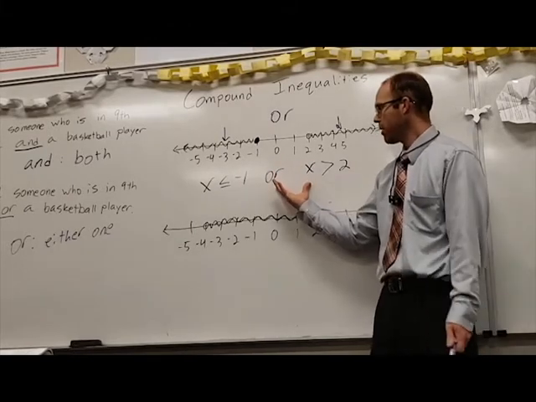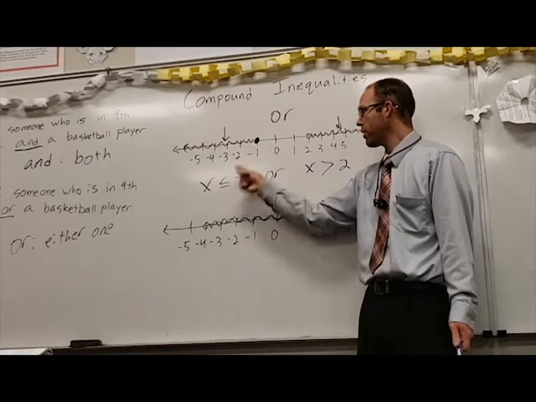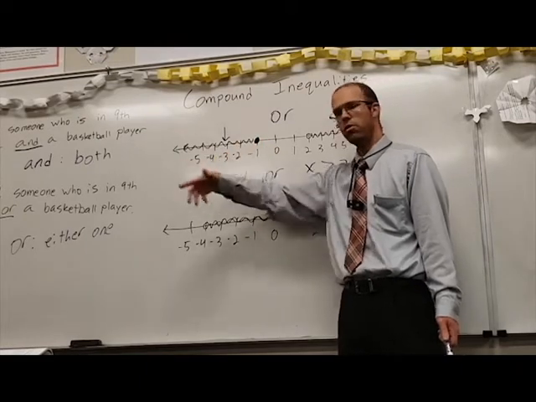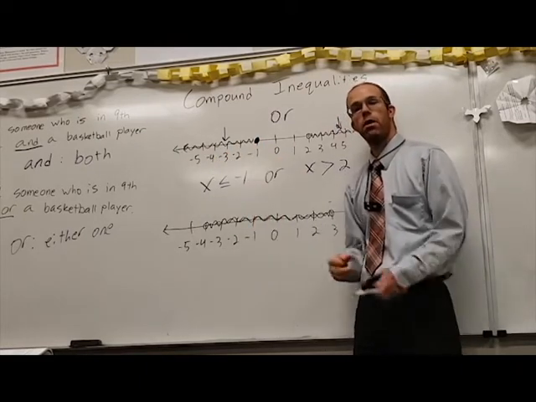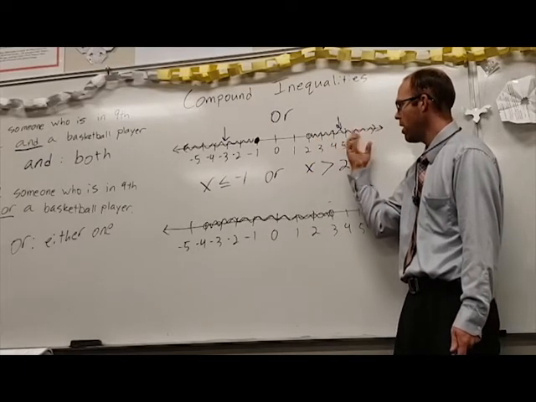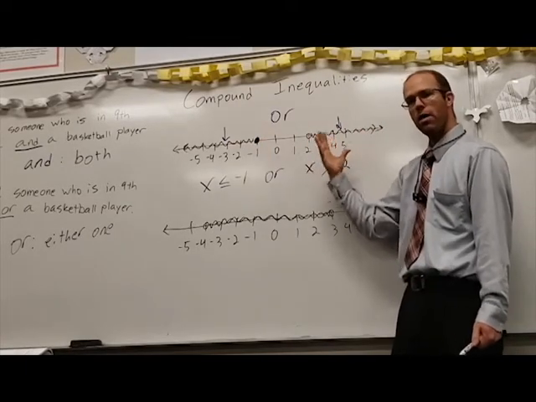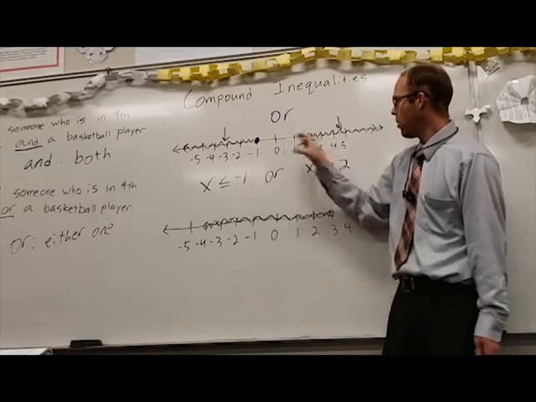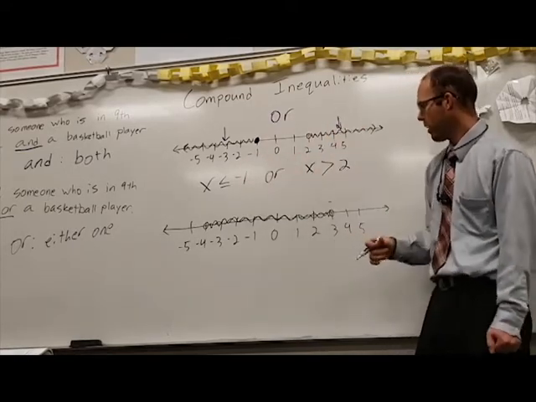So if you see something like this, x is less than or equal to -1, that would be all of these numbers. Or another possible solution would be x is greater than 2, would be all of these numbers. And it doesn't have to fit both of them. It has to fit one or the other. If it does fit both of them, that's okay too.